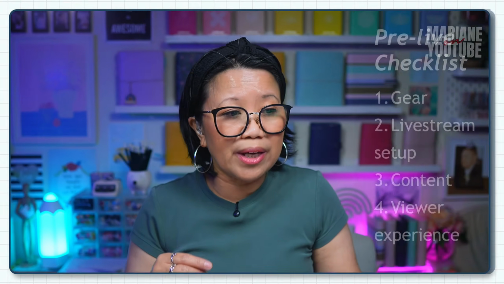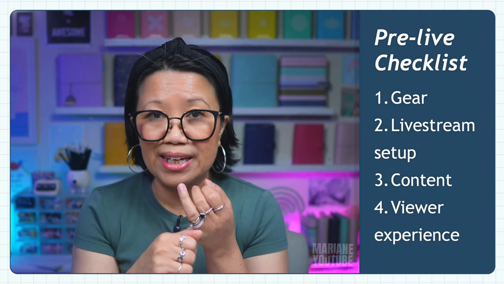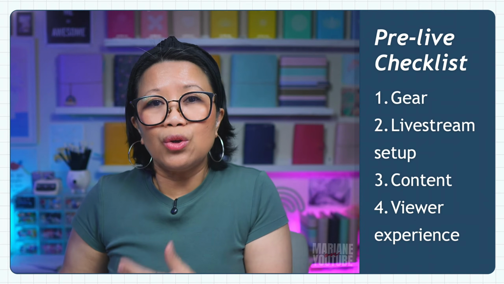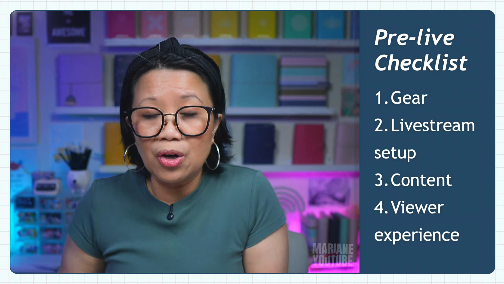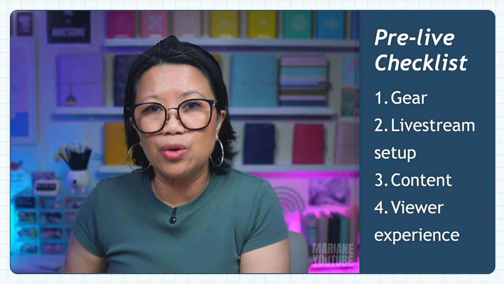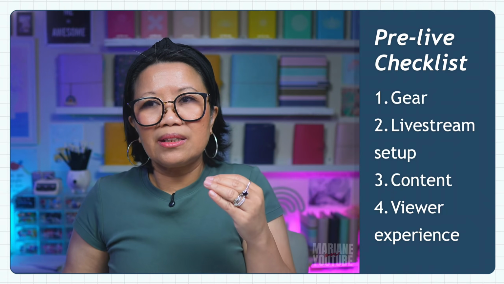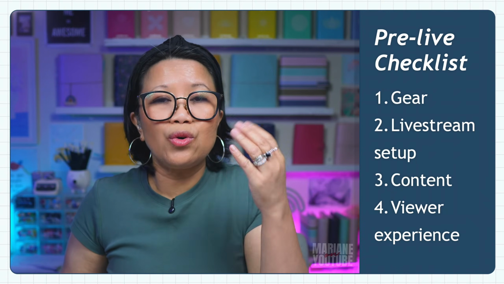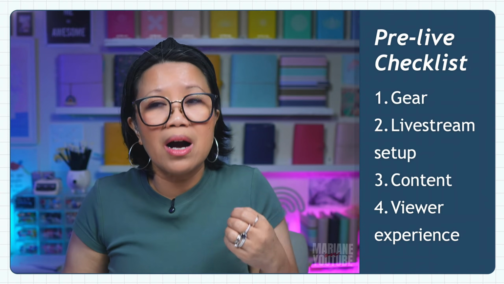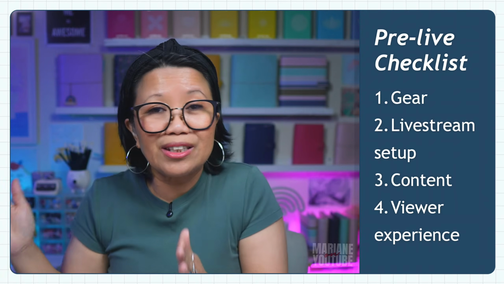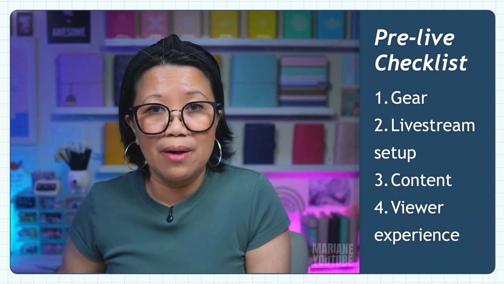Okay, so for now, the 4 areas that we want to make sure that we have are your gear, your live stream setup, your content that you're going to be talking about, and the viewer experience. So have those checklists, because your show will be different to mine. And if you have 3 different types of show, those checklists for each might be different as well.